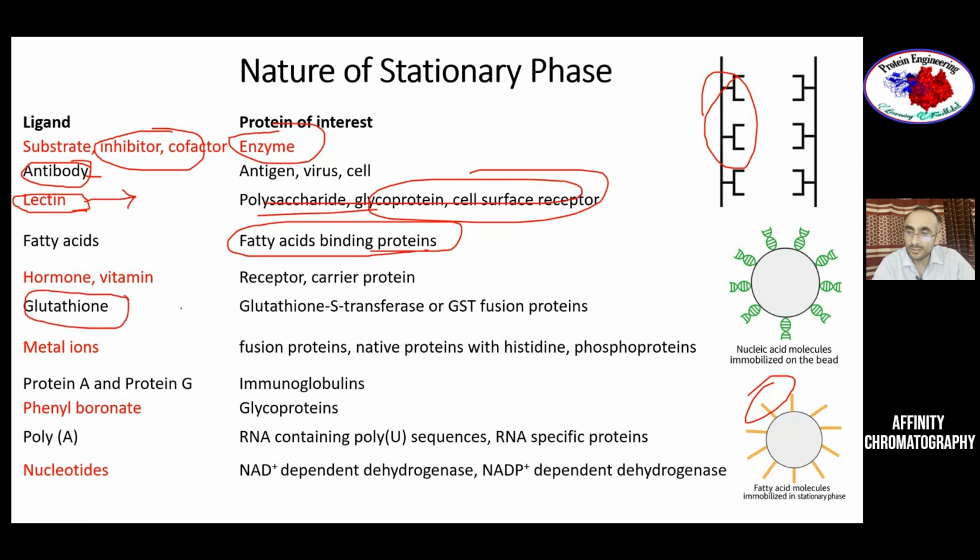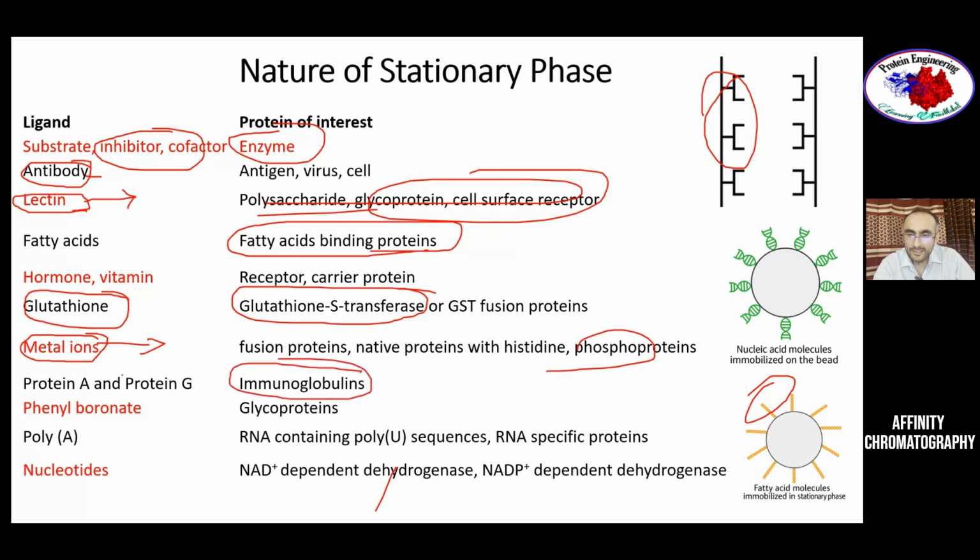Similarly, very commonly used is glutathione, a tripeptide that is used to purify glutathione S-transferase, GST, or GST tagged fusion proteins. This is a very commonly used method to purify proteins in molecular biology laboratories. Or even metal ions can be used in the stationary phase. Metal ions interact with the histidine and cysteine amino acids in the protein. That's how metal ions form basically metal affinity chromatography, another variation of affinity chromatography. So metal ions can be used to purify histidine containing proteins or phosphoproteins.